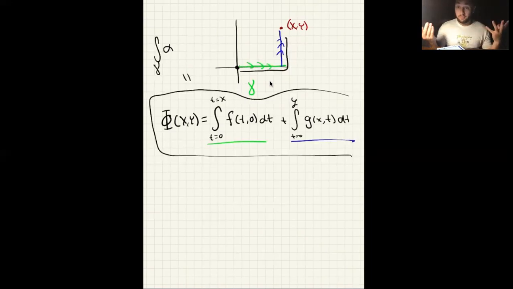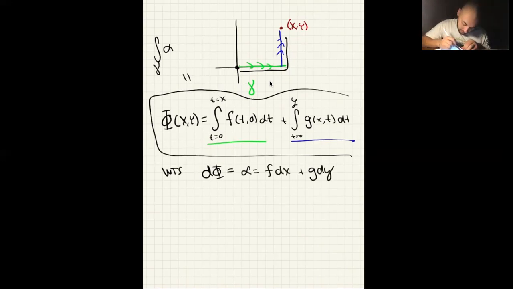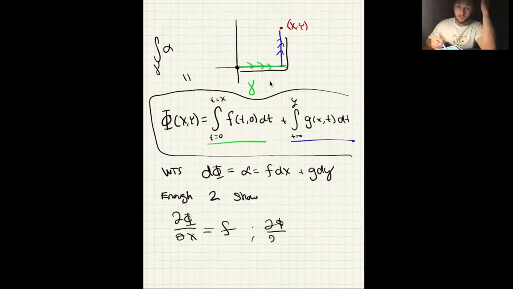So to prove that the exterior derivative, or the differential, of phi actually is alpha, which is f dx plus g dy, it's enough to show that the partial derivative of phi with respect to x is f, and the partial derivative of phi with respect to y is g. Okay, so let's try to show that this thing has those properties.